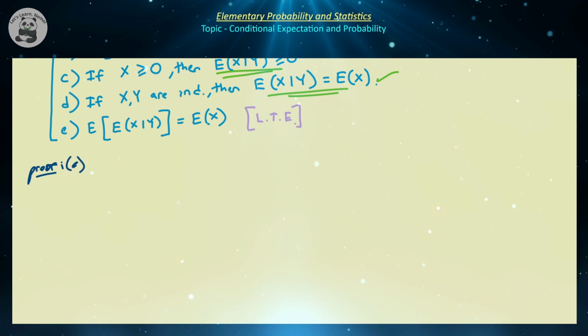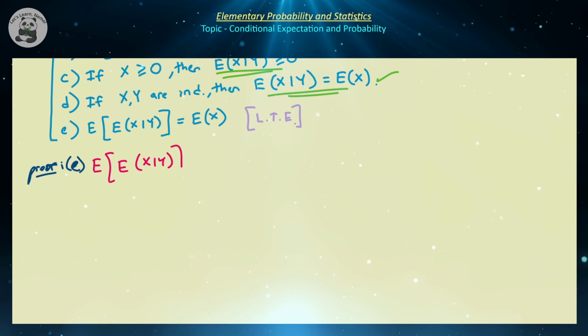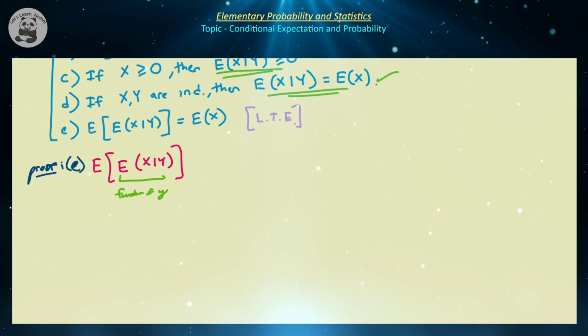So let's prove property E. The proofs for the other ones are practically the same as usual. So what is the expected value of x given y? Let's figure out what we're looking at here. Keep in mind that this is going to be a function of little y, right? So it's going to be a function of capital Y given little y. And obviously the expected value of this is going to be equal to some number, right? So let's figure out what that number is equivalent to.